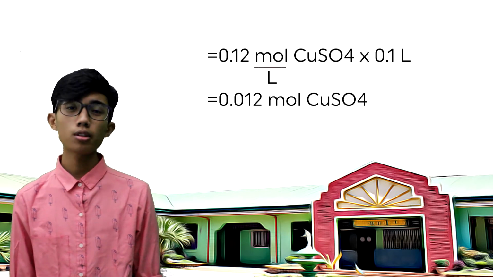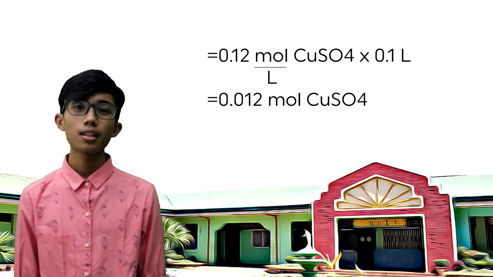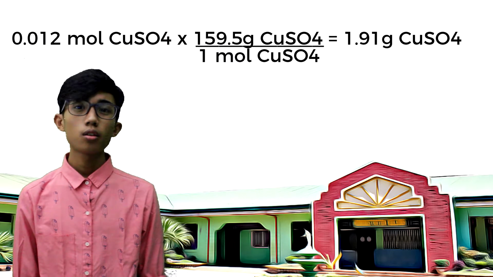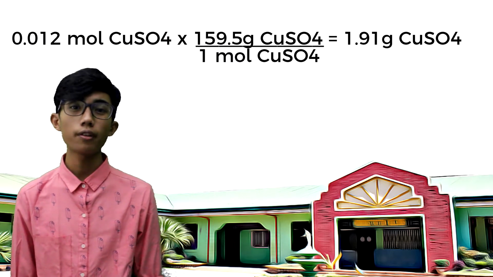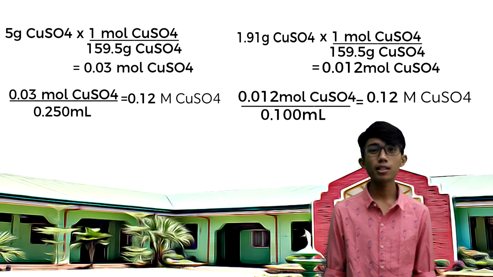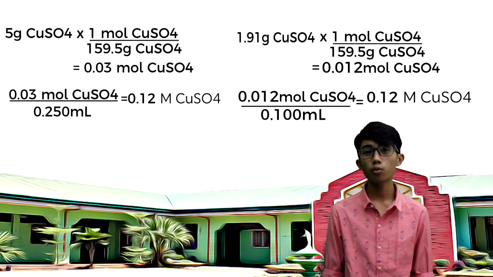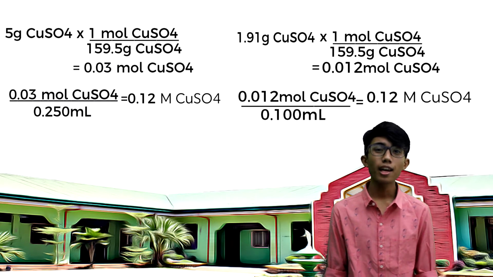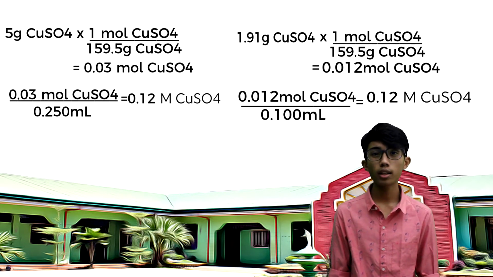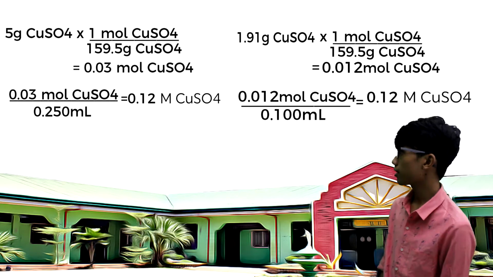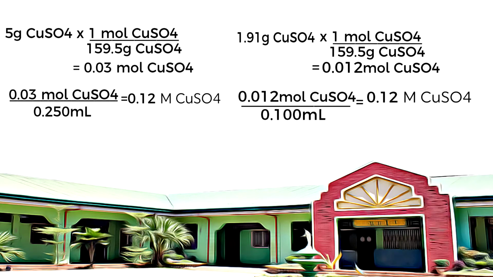This gives us the moles of copper 2 sulfate, and by using stoichiometry, we achieve 1.81 grams of copper 2 sulfate. And if we compare mixing 5 grams of copper 2 sulfate with 250 ml of water and mixing 1.81 grams of copper 2 sulfate with 100 ml of water, we achieve the same molarity as presented above.